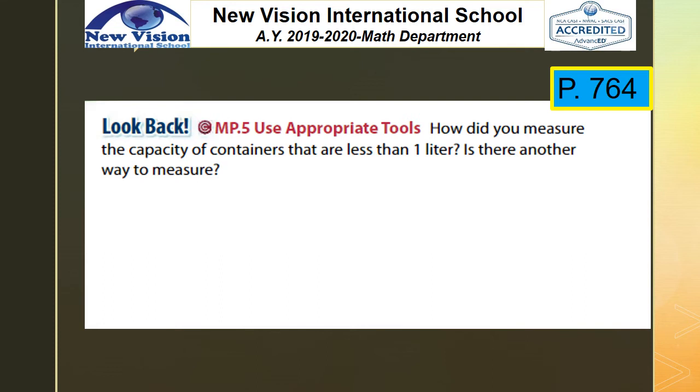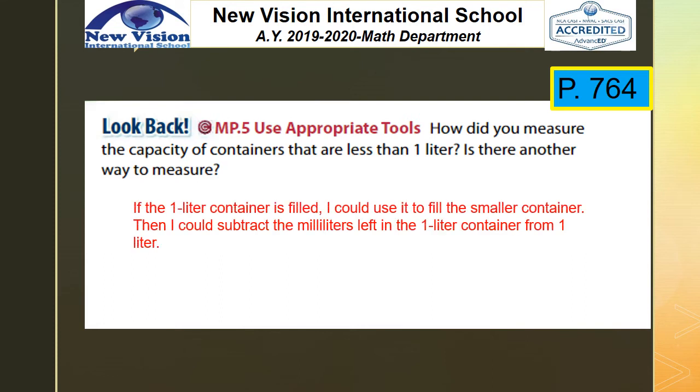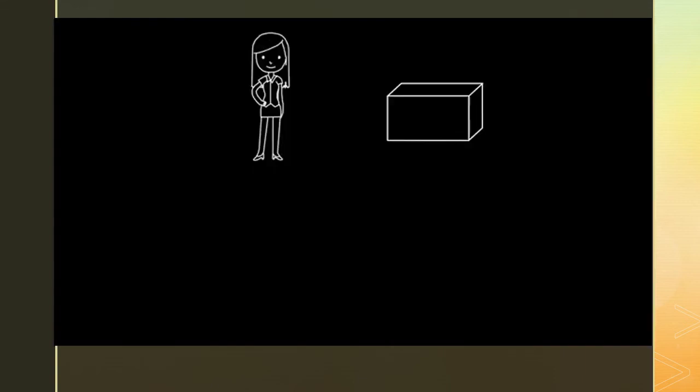Okay, we have here the look back. How did you measure the capacity of containers that are less than 1 liter? Is there another way to measure? Do you have any answer? Okay, good. If the 1 liter container is filled, I could use it to fill the smaller container. Then I could subtract the milliliters left in the 1 liter container from 1 liter. Okay. Now, let's watch a video for you to further understand the lesson. So, sit back and enjoy the video.